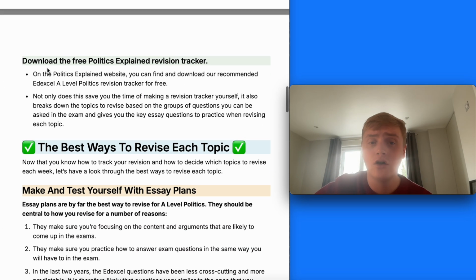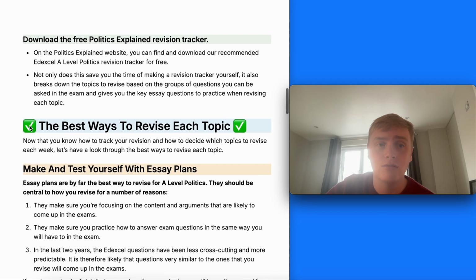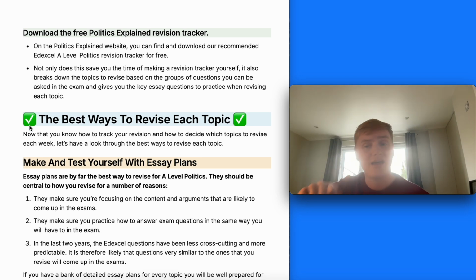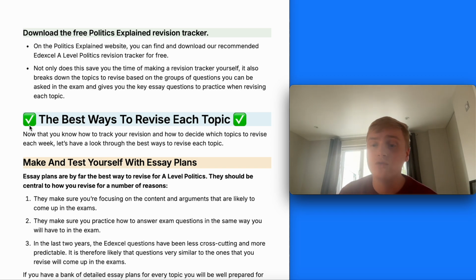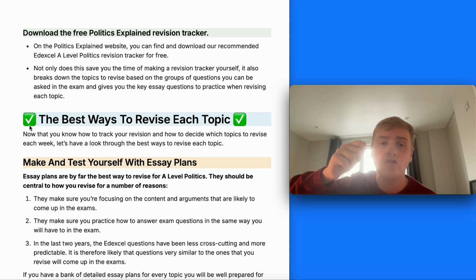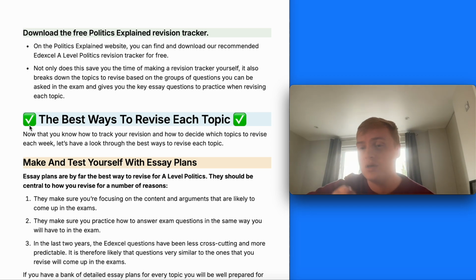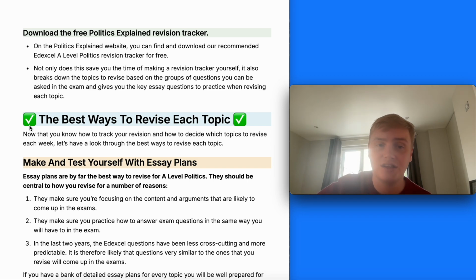So, as I said, on the Politics Explained website, you can find and download our recommended revision tracker for free and then edit it however you want. Not only does this save the time of making the tracker yourself, it also breaks the topics down into the groups of questions you can be asked in the exam, and gives you the key essay questions to practice when revising each topic.